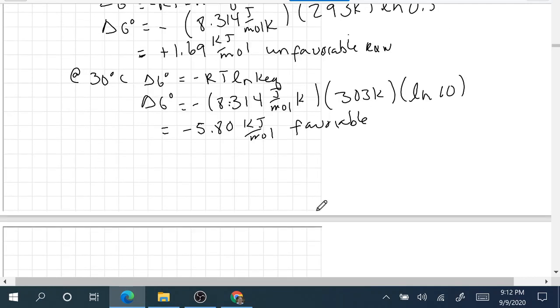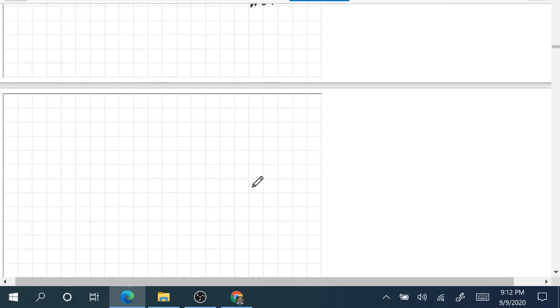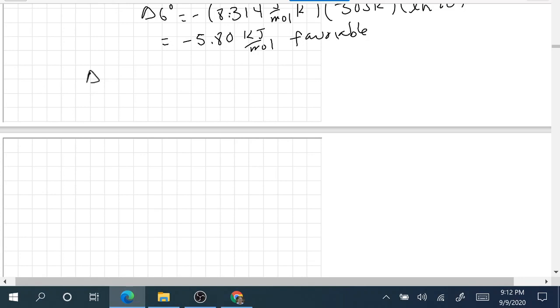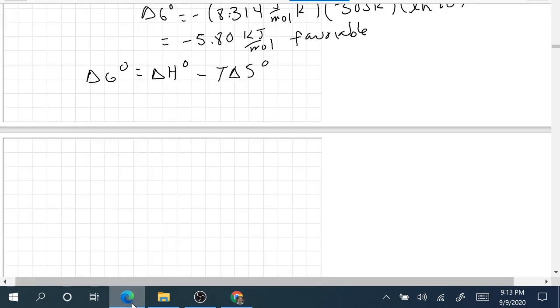Okay, so we have delta G naught at two different temperatures. And also we know that delta G naught is equal to delta H naught minus T delta S naught, and that's an equation that we were given. So we were told that if delta H naught is not temperature dependent, then let's look at our problem again. We assume that delta H naught is independent of temperature.